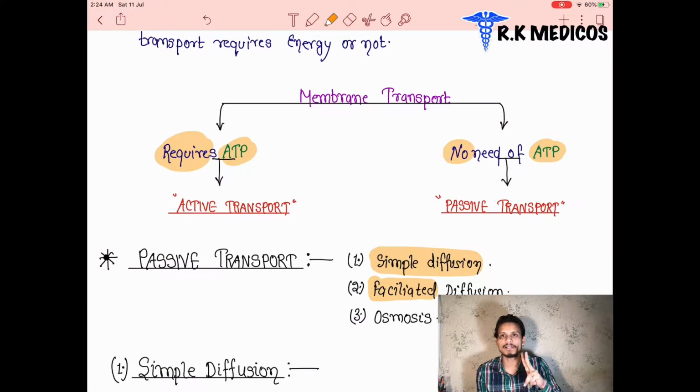The first one is simple diffusion, and the third one we can see is osmosis. Simple osmosis, what does it mean? The transport of something liquid substance. We can see later what the three different types of passive transport are. Now, after that, we are going to see one by one, starting with simple diffusion.